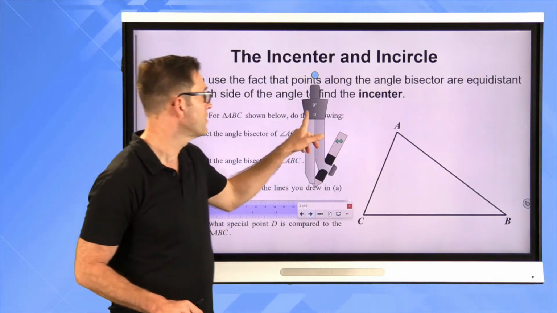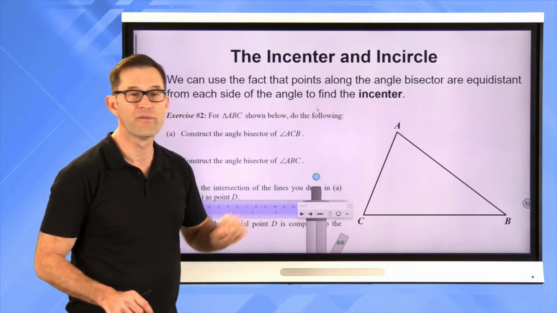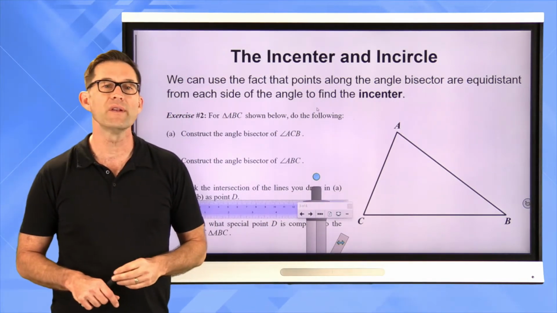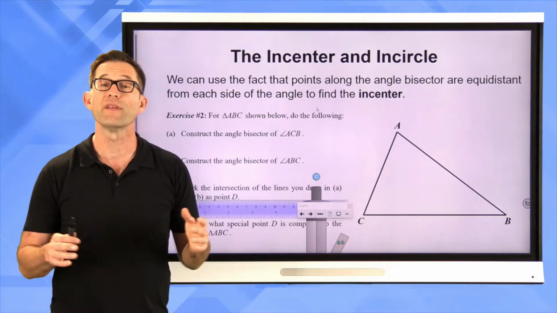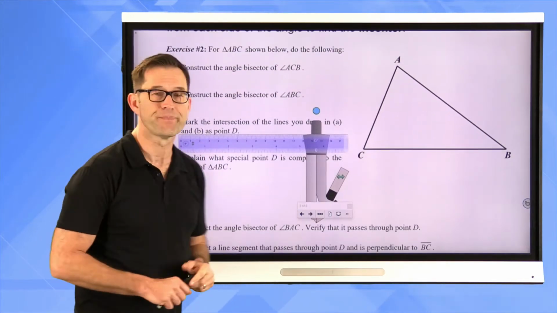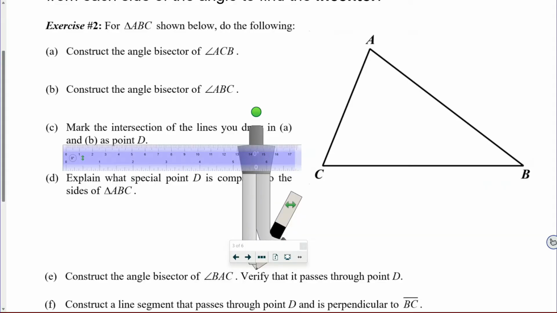The incenter and the incircle. We can use the fact that points along the angle bisector are equidistant from each side of the angle to find the incenter. Exercise number 2. For triangle ABC shown below, do the following. Letter A, construct the angle bisector of angle ACB.